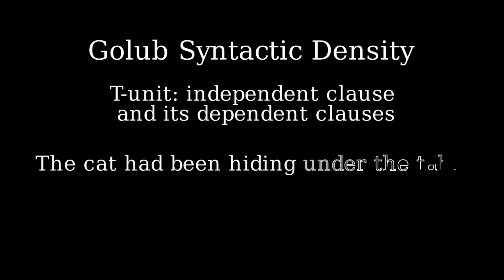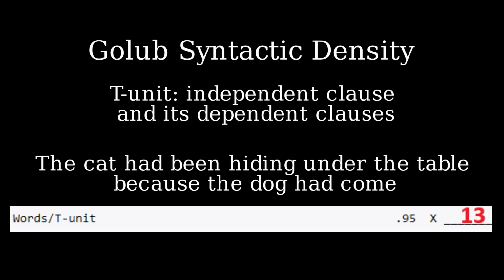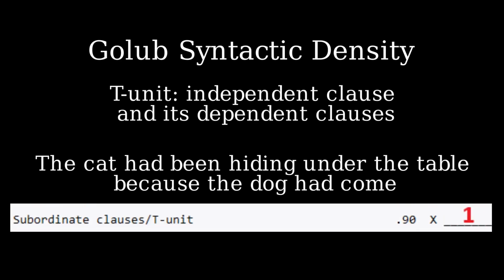The cat had been hiding under the table because the dog had come. The independent clause is, the cat had been hiding under the table. The dependent clause is, because the dog had come. So there's one T-unit, and that's the entire sentence. There are 13 words in the sentence, so there are 13 words per T-unit. There is one subordinate clause per T-unit.